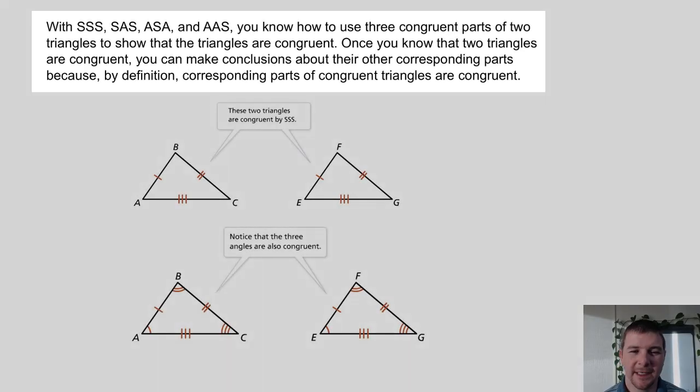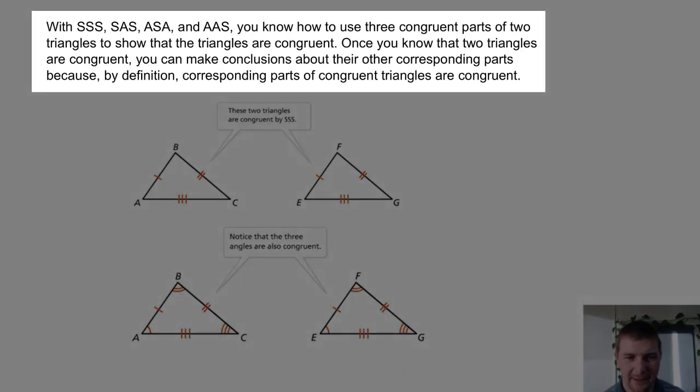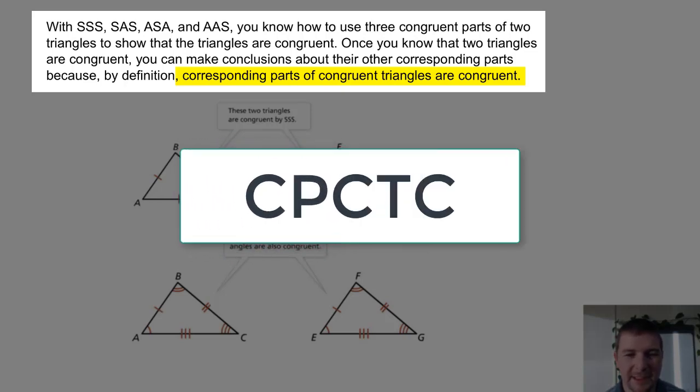Side-side-side, side-angle-side, angle-side-angle, and angle-angle-side: you know how to use three congruent parts of two triangles to show that the triangles are congruent. Once you know that two triangles are congruent, you can make conclusions about their other corresponding parts, because, by definition, corresponding parts of congruent triangles are congruent. CPCTC.